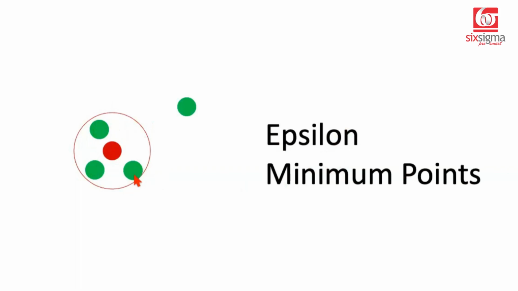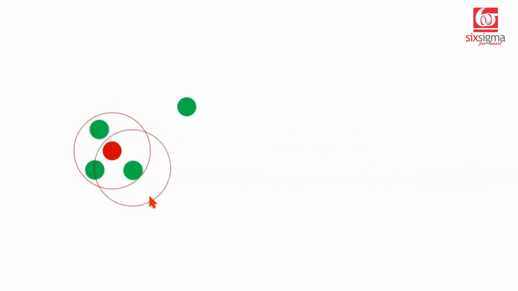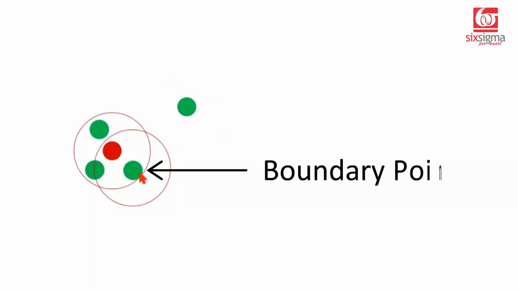Now let's concentrate on this point. When we draw a circle of the same radius epsilon here, do we have 4 points? In this circle, we have 1, 2, and 3 points. So we cannot say this is a core point. A core point needs to satisfy the condition of minimum points. But this point here is the neighbor of a core point. So such points are called boundary points.